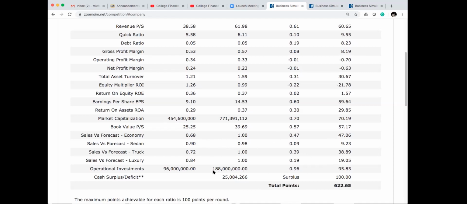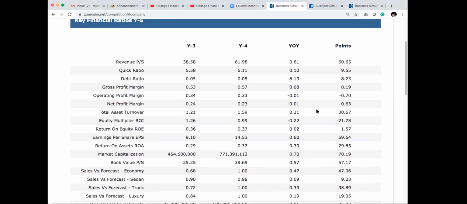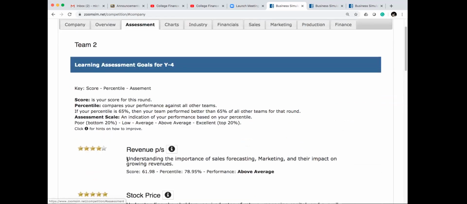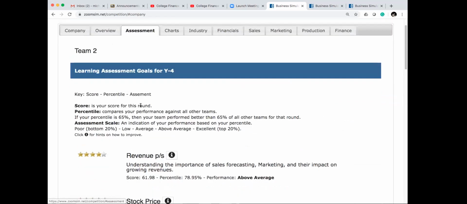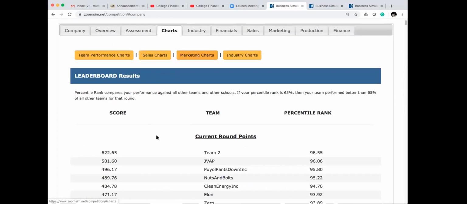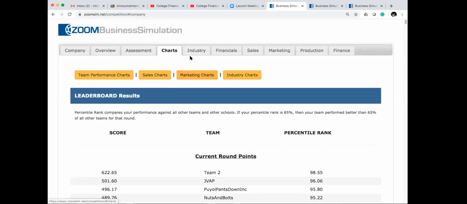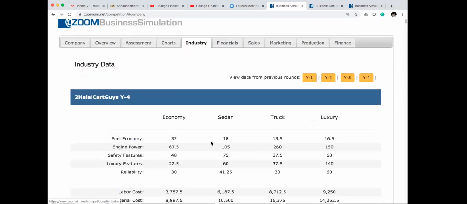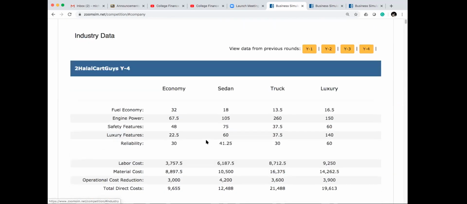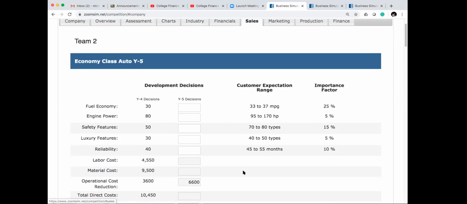And I had an increase in my operational investments as well as a surplus, which led to the 600 points. So what I'm going to do moving forward is I can review my assessment, look over my charts, and for the class as well as for mine individually, check over the industry, which gives me all the factors of all the other teams, and then restart from the beginning.